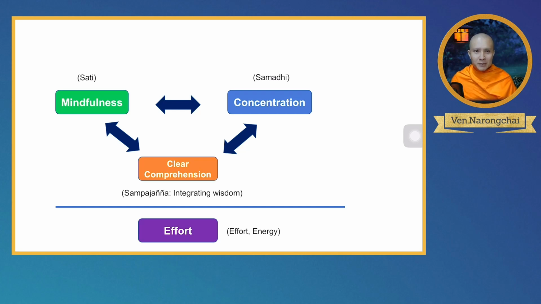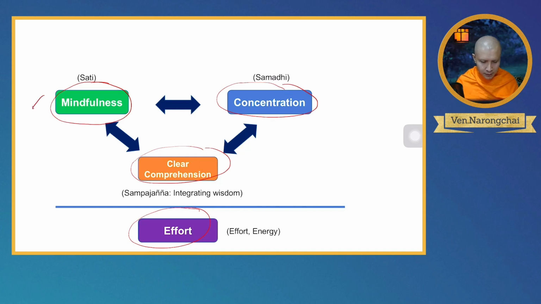So there are 4 terms here on the screen, as you can see. You see the word mindfulness here. You see the word concentration. You see the word clear comprehension. And you see the word effort. Okay. So I translate from Pali to try to make it simple. You don't have to worry about the Pali terms, but when we study Buddhism, it's unavoidable to encounter this Pali term or Pali language. The word mindfulness is used a lot these days.